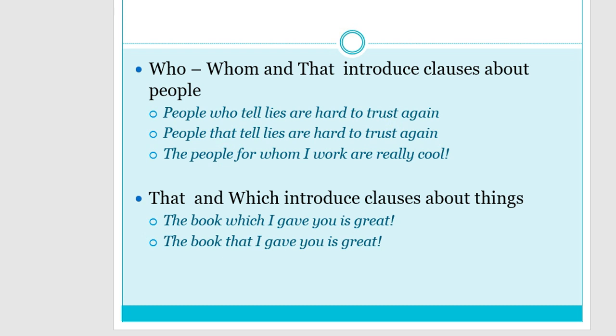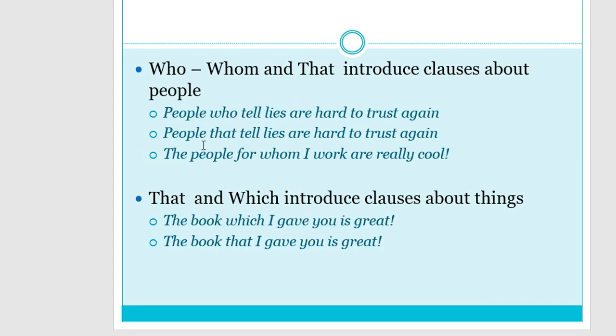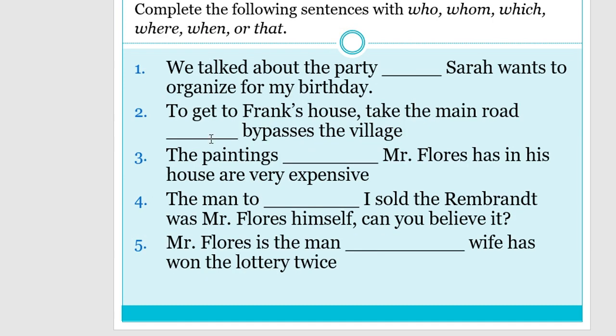We can understand that whom, who, and that belong to people. But when we trace the others, like here we have that and which, they introduce clauses that refer to things. The book which I gave you is great. The book that I gave you is great. Both of them refer to the book, and the book is not a person or a soul, but a thing. Next, we have these questions you can answer when you have time.